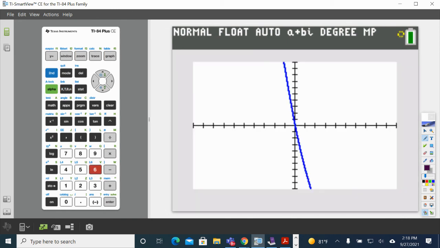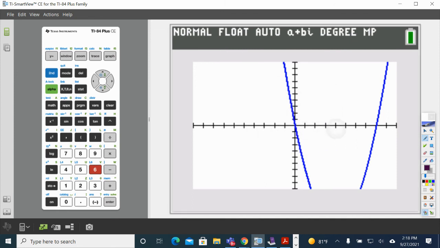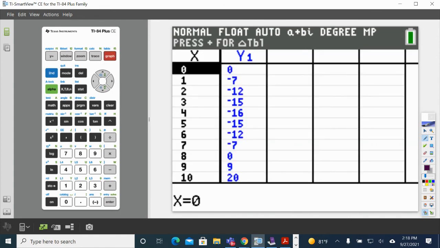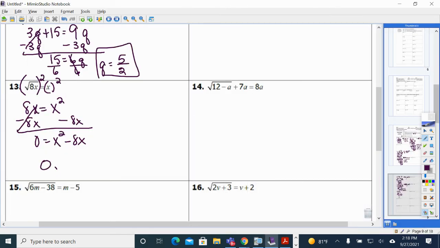I'm going to zoom 6. It hits at 0 and 1, 2, 3, 4, 5, 6, 7, 8. 0 and 8. Again, we can check that here. The y's are 0 at 0 and 8. So my two solutions are 0 and 8. And you have to check them both.